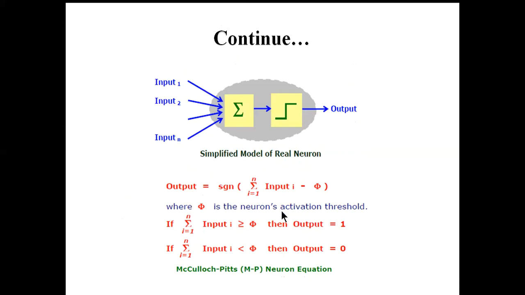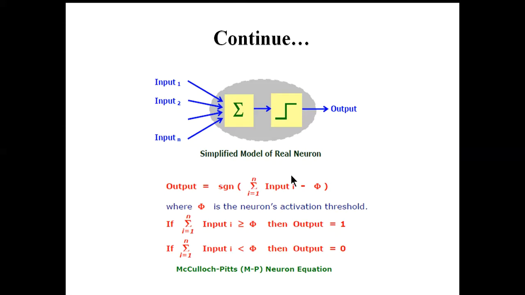So this is basically the mathematical formulation of a simple model of a real neuron, or MP model. We can also call it the MP neuron equation or McCulloch-Pitts equation. You can see that the output of the accumulator is the summation of input i, for i equal to 1 to n. So this is input 1 plus input 2 plus input 3, like this. Now here, phi is called the threshold value, or neuron activation threshold.